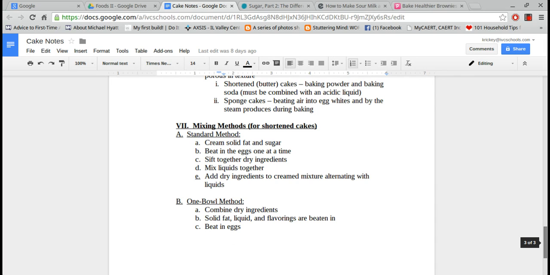Okay, the mixing methods. The standard and the one bowl are the 2 methods we use. Please remember that I told you if you focus on the first step of each, that will help cue you in to what they are. Creaming the fat and sugar is the first step of the standard, and then that operates more like the cookie method, where you cream the fat and sugar, add the eggs one at a time. You slowly add your sifted dry ingredients and alternate with your milk and continue doing that till your batter is done. The one bowl, you start with your dry ingredients and you just add things to that same bowl.